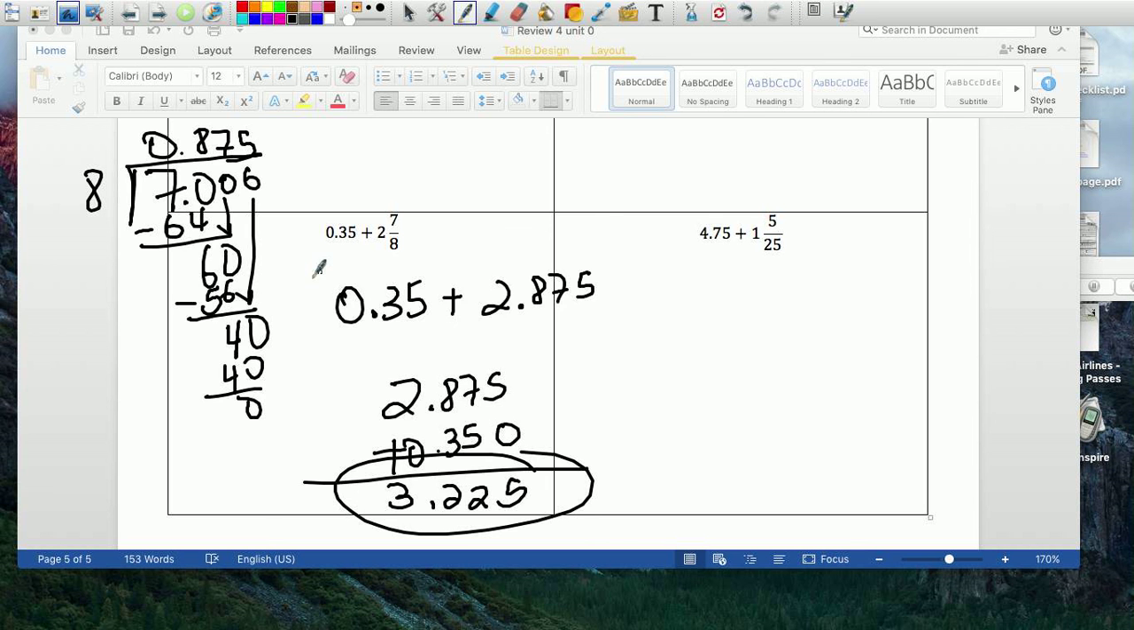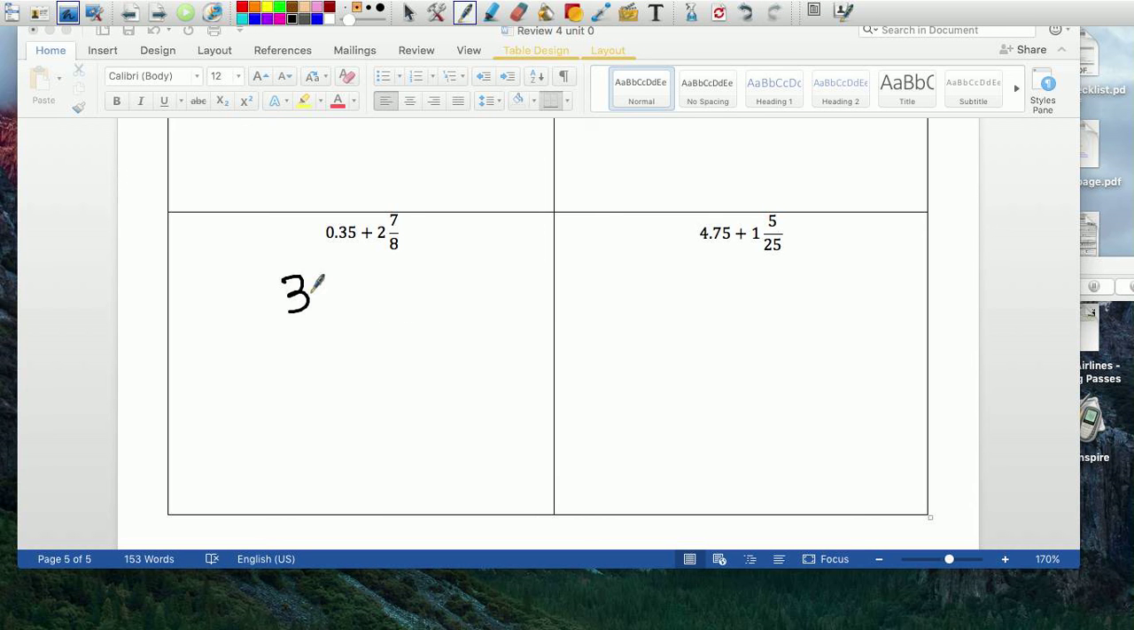Now, if you didn't, then we can change this to 35 over 100. 8 times 2 is 16, plus 7 is 23 over 8, right? And we're going to have to find a common denominator between 100 and 8. Oh my god. So I'm going to say, is that 400? Yeah, it's going to be 400.